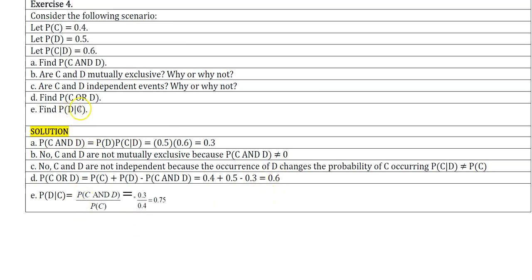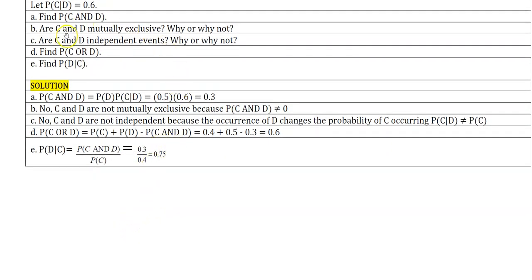And finally, the conditional probability of D given C. Straight away, the definition of conditional probability is the ratio of the probability of C and D divided by the probability of C, which is 0.3 over 0.4 or 0.75. Okay, again, if you did not justify your answer completely by stating a formula, by using correct logic and writing out what your logic is, you did not gain full credit for this problem.